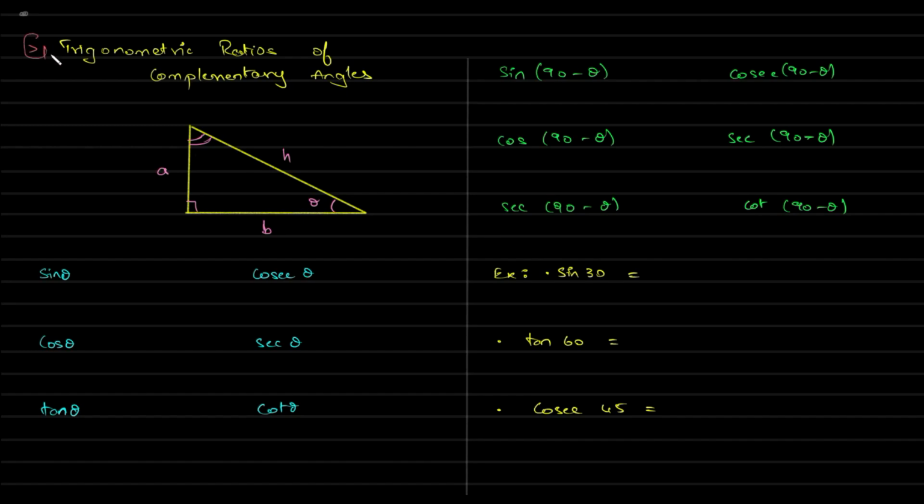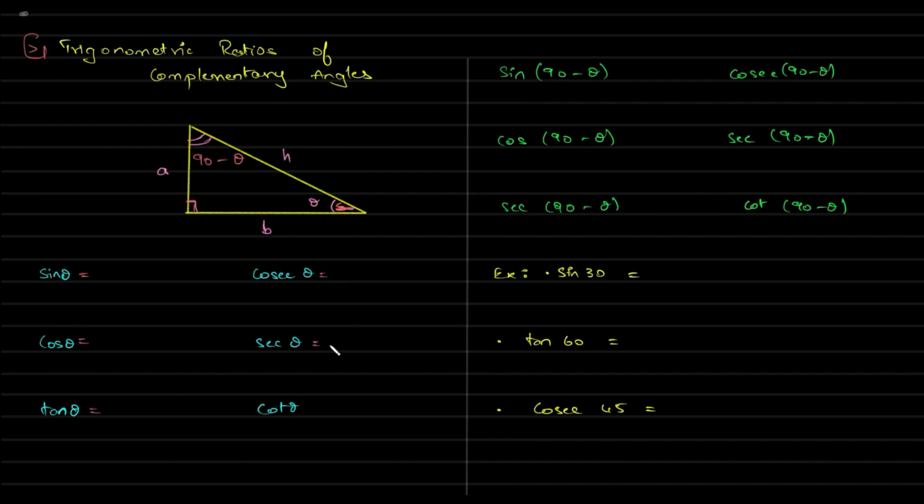Trigonometric ratios of complementary angles. So what you can do here is we have a triangle with this particular angle being theta. This is 90. So with angle sum property, this will be 90 minus theta. So my request is now pause the video and try to find out all these trigonometric ratios.